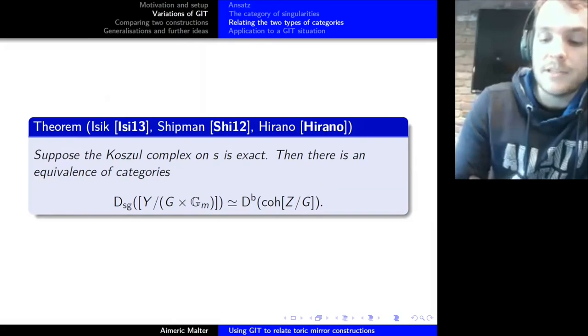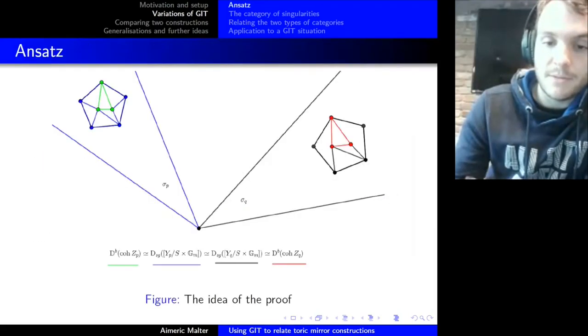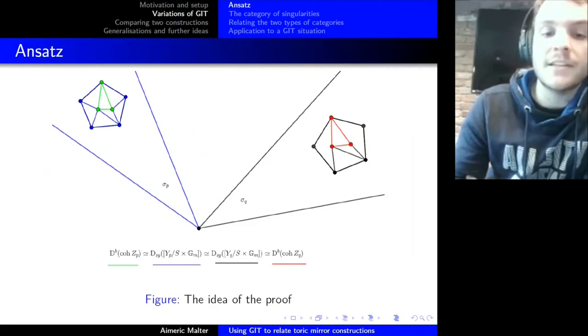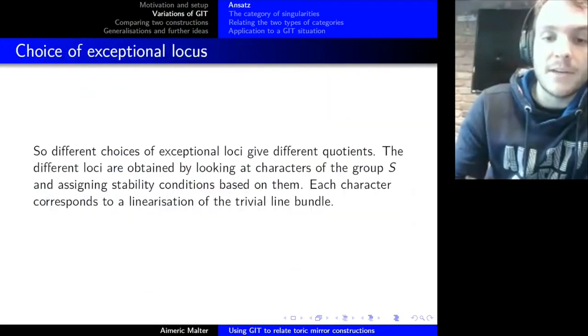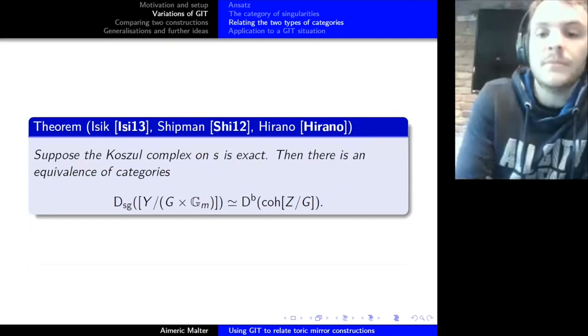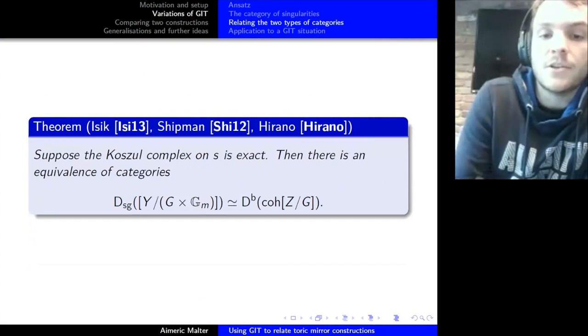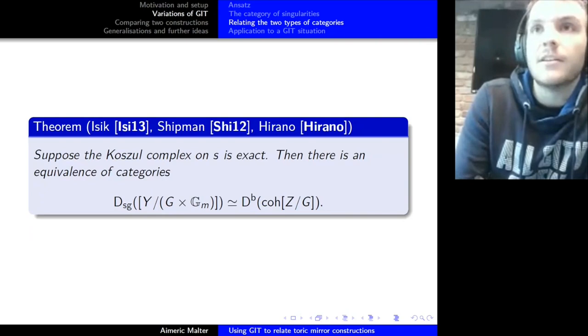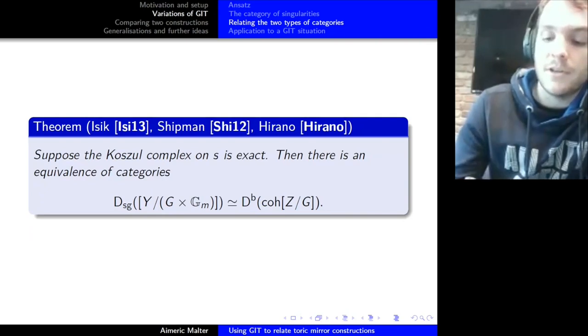Now we need to figure out the four equivalences we had in the earlier slide. I'm going to quickly bring it up again. So you want to go from the derived to the singular category, and that's what this result by Isik, Shipman, and Hirano does. If we have an exact Koszul complex on S, then we have an equivalence of categories between the derived category of the quotient Z by G and of Y by G times the torus, where Z quotient by G is like the complete intersection, that orbifold, and Y is the space associated to the entire chamber of the fan.